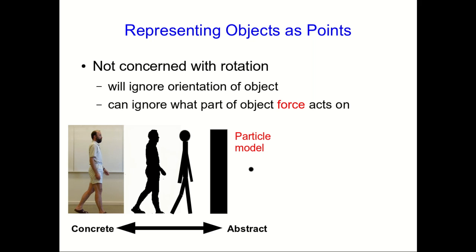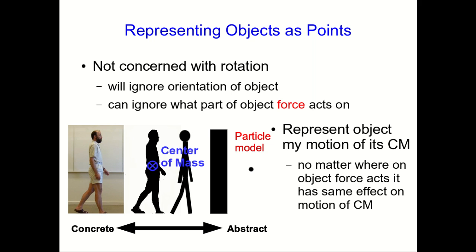So remember this picture from the very first lecture in the course. I talked about the particle model, and this is why we're going to be able to use the particle model. In particular, we're going to use the center of mass as representing the position of objects, because no matter where on an object a force acts, it has the same effect on the translational motion of the center of mass.